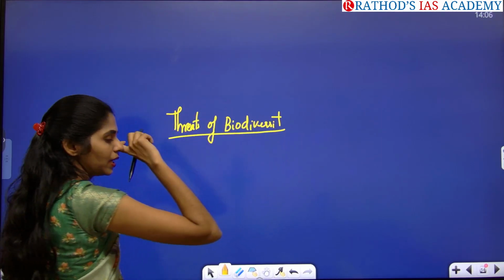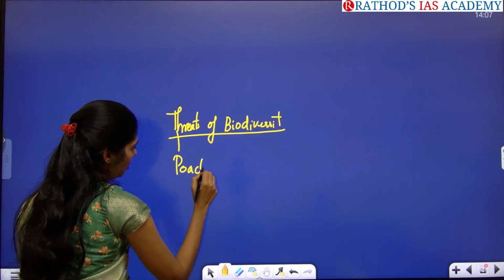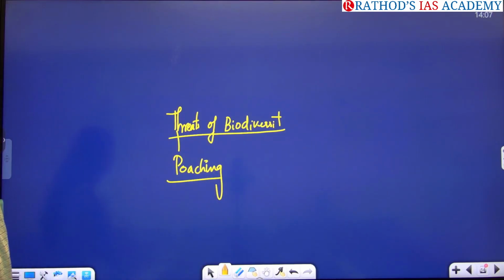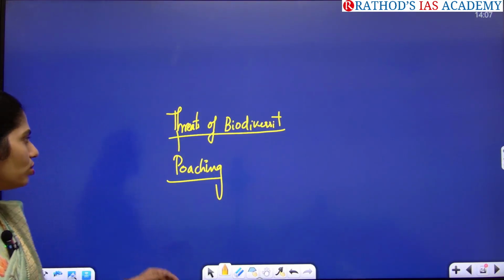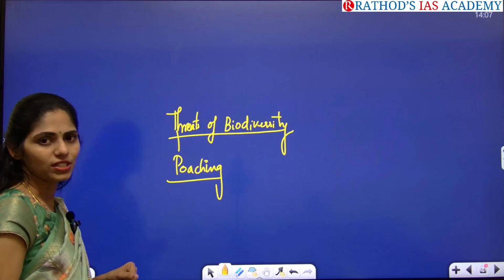One important threat given here is poaching. Poaching is nothing but illegal killing for meat, leather, hides, etc. So you have to do some research and let me know what the threats to biodiversity are. It is very important.